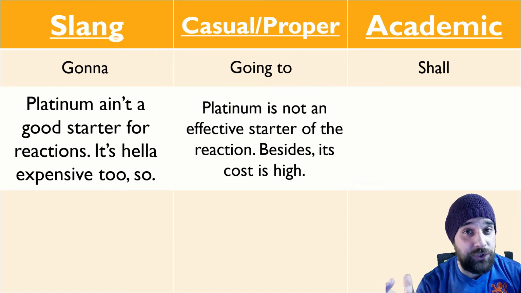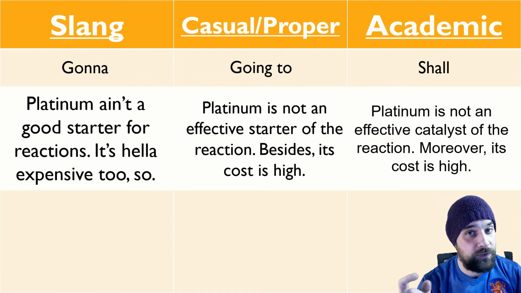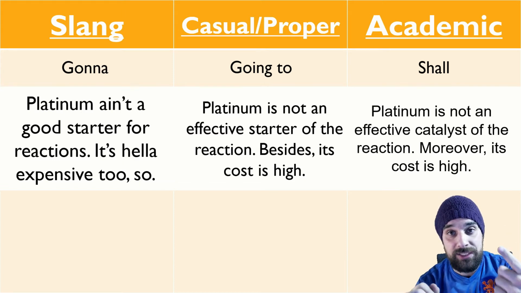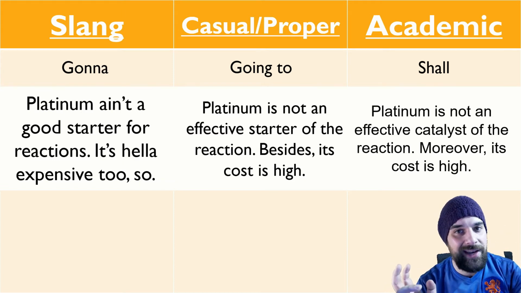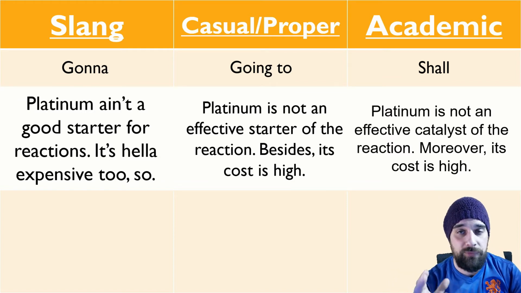Did you guys know that there's a sweet word for a starter of a reaction? Well, here it is. Platinum is not an effective catalyst of the reaction. Moreover, its cost is high. Look at this. We actually only changed 2 words between these examples. We changed starter of the reaction to catalyst, which is a fantastic word. Often educated words mean 3 or 4 different words condensed into a single word. If you don't use the word catalyst, you have to say starter of the reaction. That's 4 words. Instead of saying besides, we use moreover. So we just changed 2 things, and it sounds significantly better. Exact same sentence, 3 different registers.